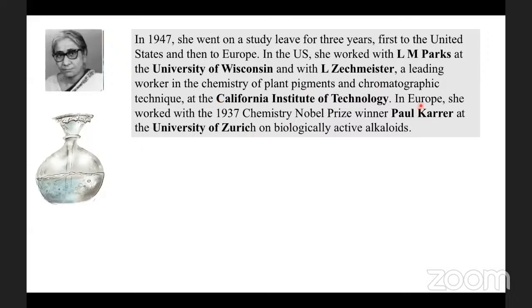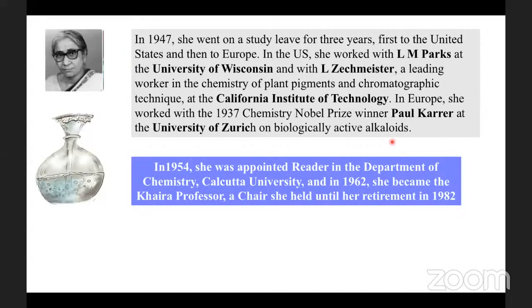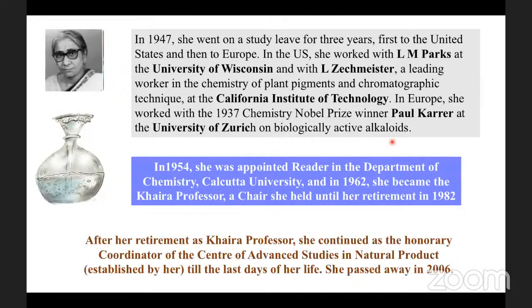Later, she went to Europe and she was at the University of Zurich with a Nobel Prize winner called Paul Karrer. Karrer is well known for his work with biologically active alkaloids. And we will see how she worked with alkaloids and other stuff later. In 1954, she was appointed reader at the department. She came back, she became a reader, Department of Chemistry. And in 1962, she became the Khaira professor, a chair she held until she retired in 1982.